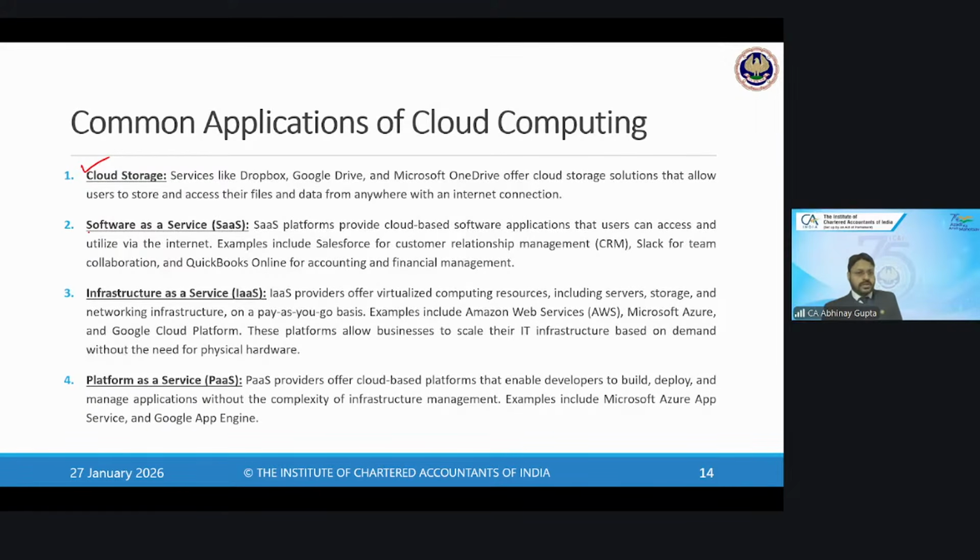So cloud storage. Then software as a service, SaaS: platforms provide cloud-based software applications. Whatever applications you are using, for example WhatsApp, Facebook, Instagram, all these are nothing but cloud-based apps. Whatever messages you have in WhatsApp, whatever photos you have uploaded on Facebook, or reels you have uploaded on Instagram, even if you delete them from your own system or mobile phone, they will stay there on Facebook and Instagram, yes or no? Yes, sir, they will stay there.